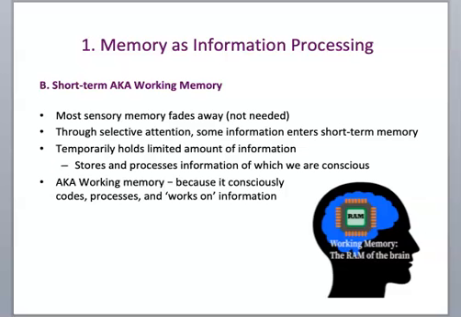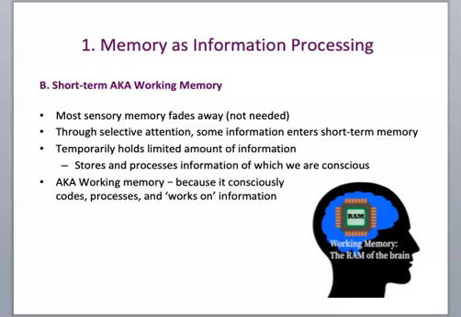Okay, so the next step, the short term or working memory, same thing. So most sensory memory fades away. It's not needed, right? We've talked about this before. Sensory information is constantly bombarding our senses. Most of it, we do not need it. But through selective attention, some of that information is going to enter the short-term memory.